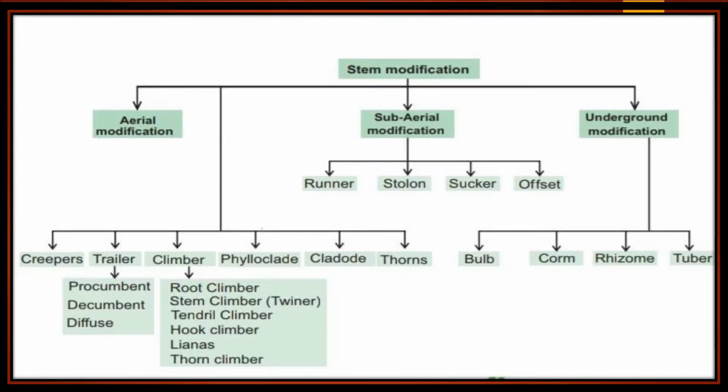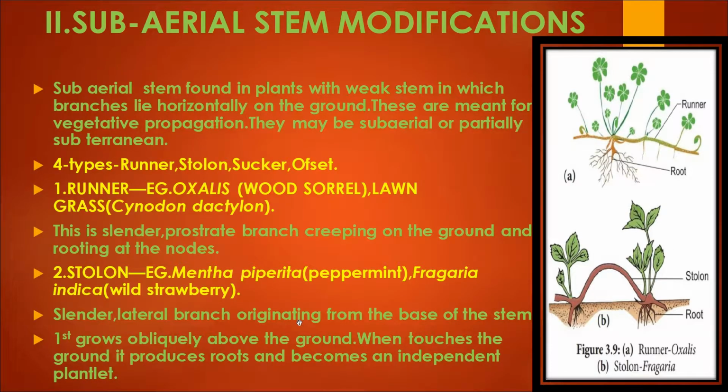Subaerial stems are seen in the plants which are having weak stems, in which the branches will lie horizontally on the ground. These subaerial stems are meant for vegetative propagation. They may be subaerial or partially subterranean. There are four types of subaerial stem modifications. They are runners, stolons, suckers and offset.